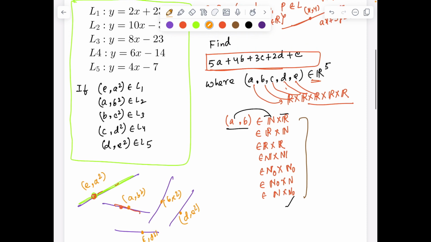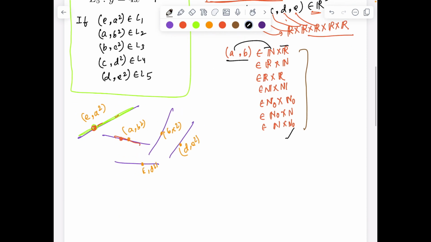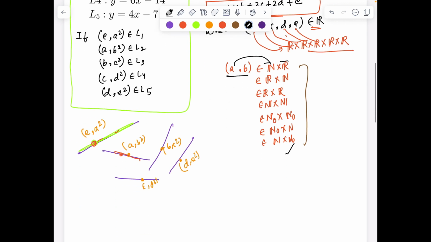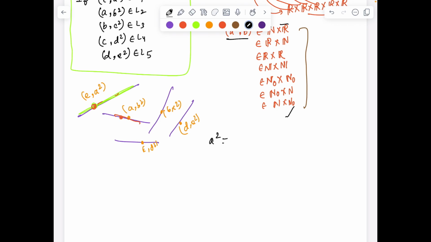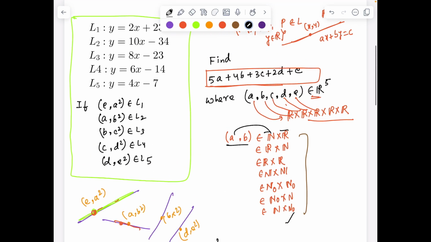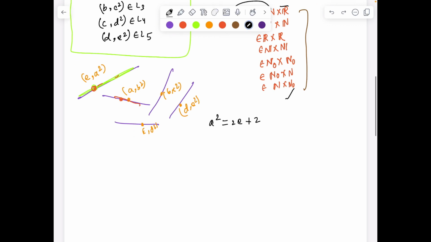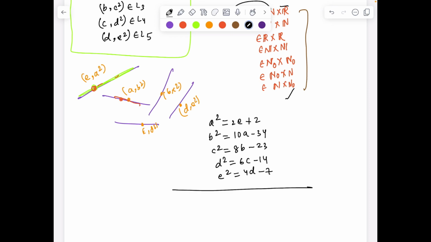Okay, so we can't think much about this unless we go straightforward and put the points in the equation. So if I put (e, a square) in the first line, I'm getting a square equals 2e plus 23. Similarly, we'll put all the 5 points in the line equations, and we get as follows. So we have these 5 equations. The points satisfy the lines.